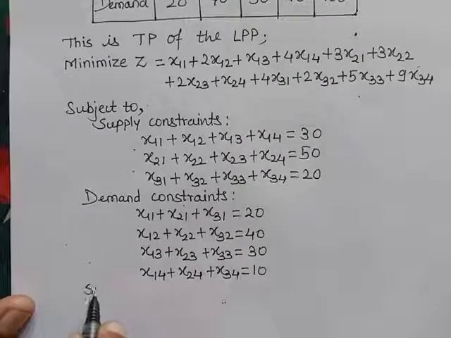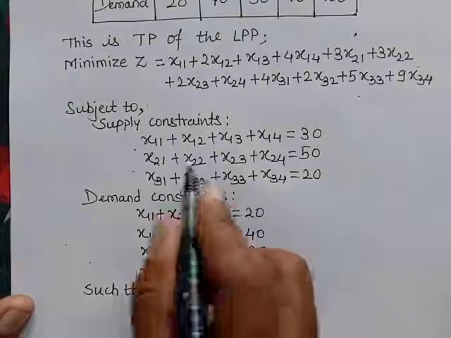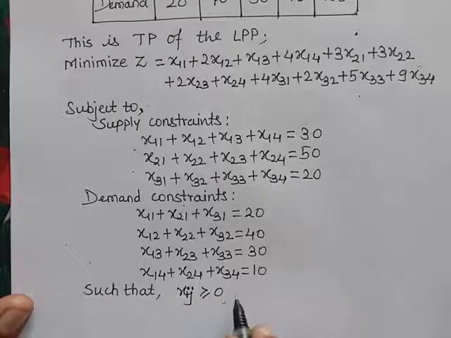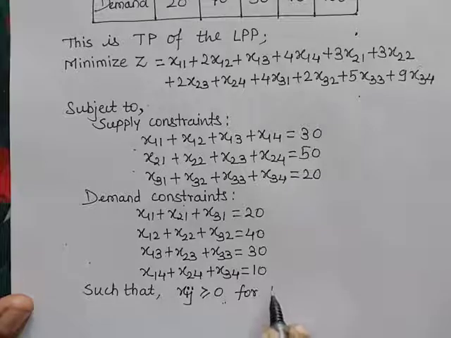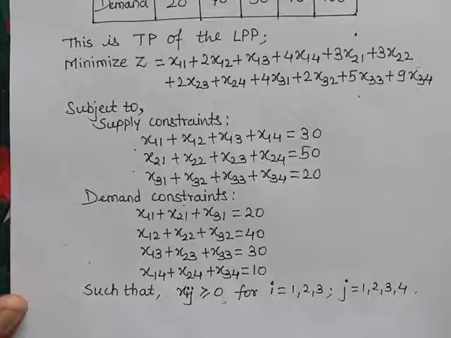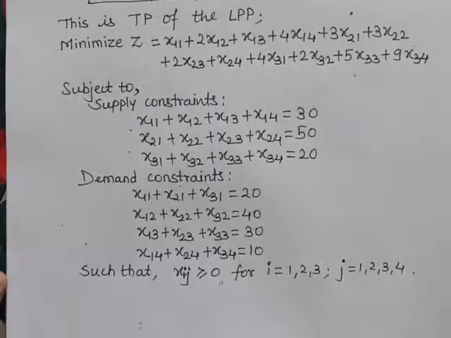Such that all these xij should be positive. Non-negativity constraints, such that xij greater than or equal to 0, for i goes from 1 to 3 as rows, and j from 1, 2, 3, 4. This is the required representation of the transportation problem as a linear programming problem.